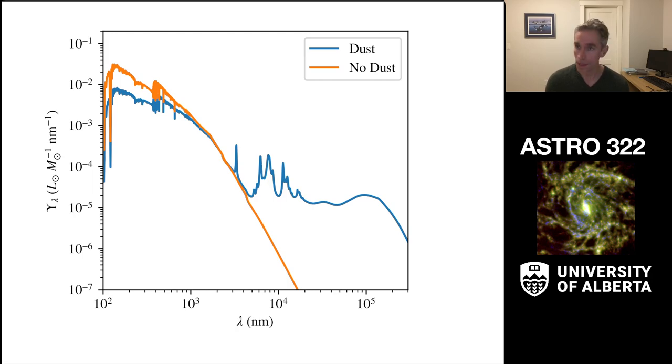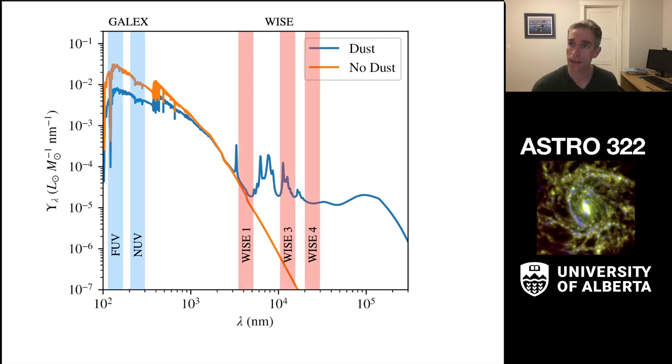So GALEX is a telescope that observed the near ultraviolet and the far ultraviolet. I've illustrated it here with these two blue bands labeled NUV and FUV respectively. And you'll see that those are probing the stellar continuum. These are seeing the bluest stars or the hottest stars. This is beyond blue. And so the far ultraviolet and the near ultraviolet pick out that part of the spectrum that is really sensitive to young massive stars.